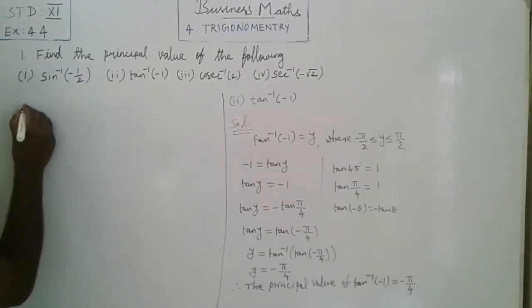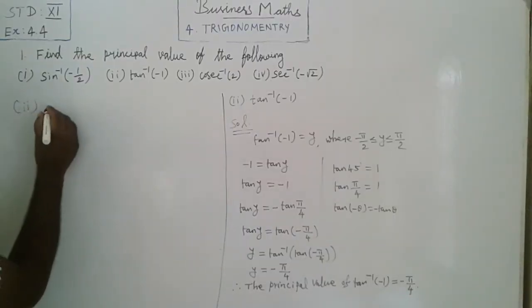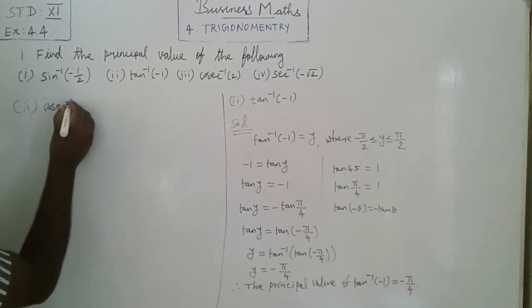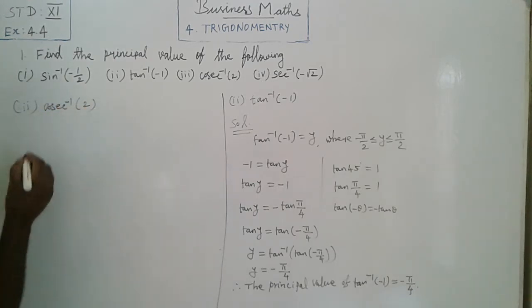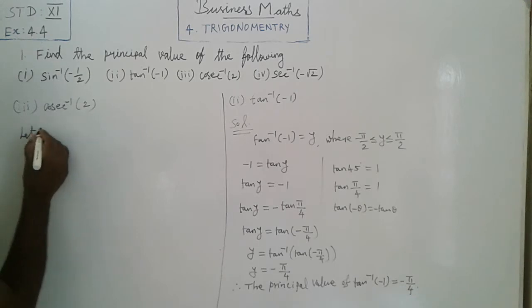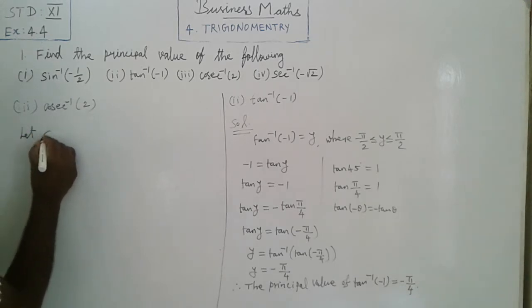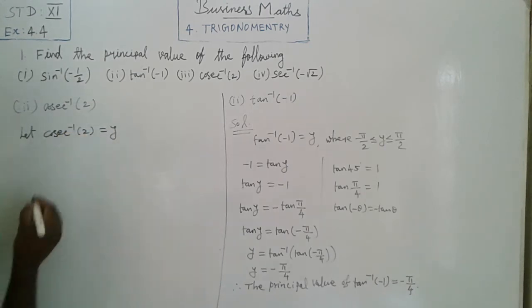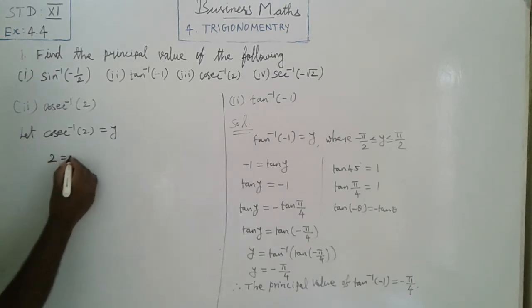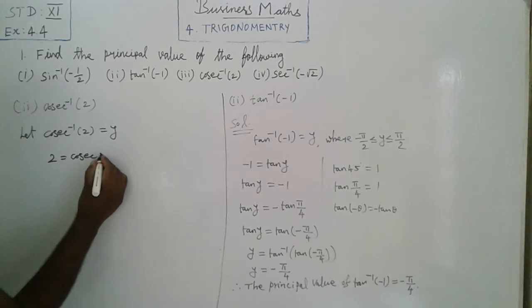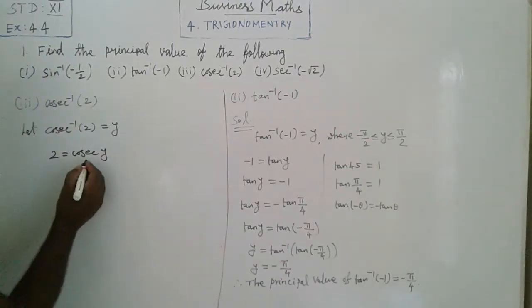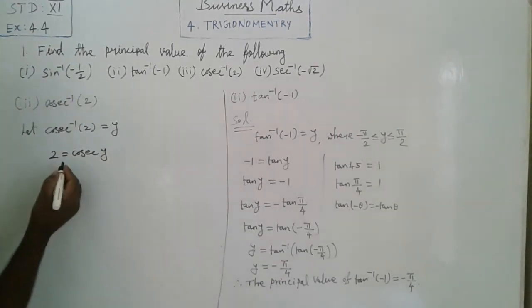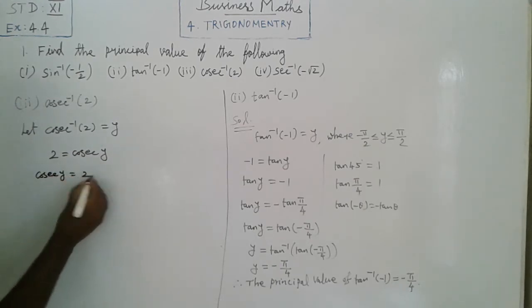Third sum is cosecant inverse of 2. We take cosecant inverse of 2 equal to y. Taking the right hand side, 2 equal to cosecant y. So we should interchange these places. Cosecant y equal to 2.